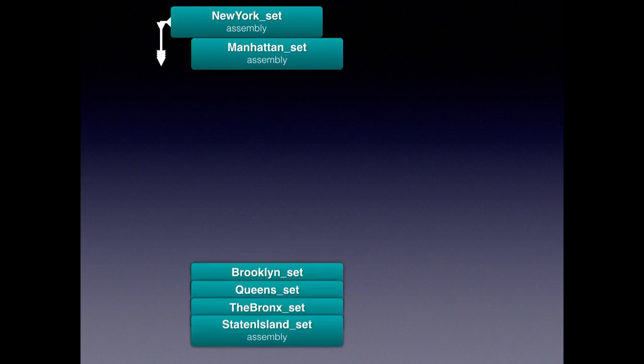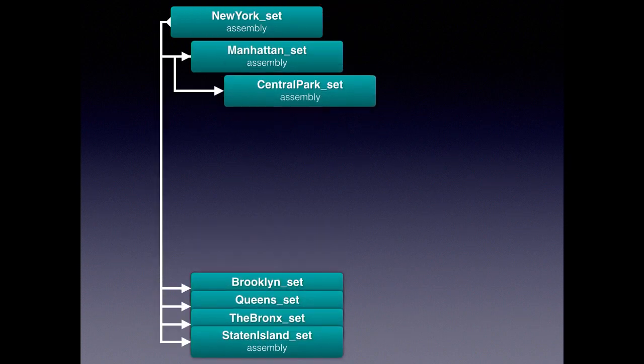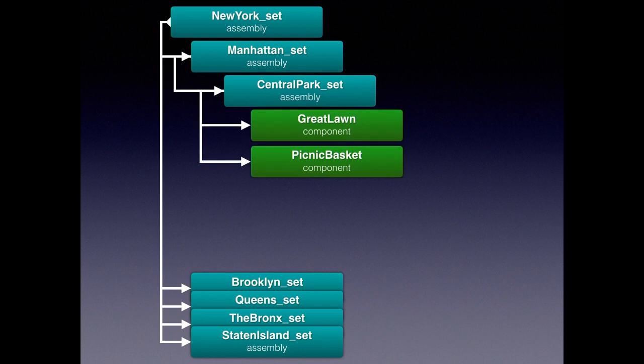So if we were to try a more complicated example, let's say we wanted to model New York, we might divvy it up into its 5 boroughs. Then we might extract a Central Park set out as its own assembly as a part of Manhattan set. You may want to then bring in 2 elements like a terrain, which would be the Great Lawn. And we might want to put a picnic basket on that terrain. So we'll bring in those 2 guys as well.